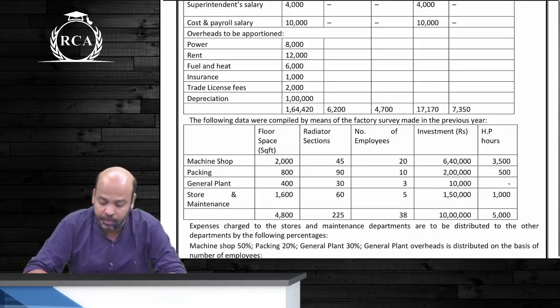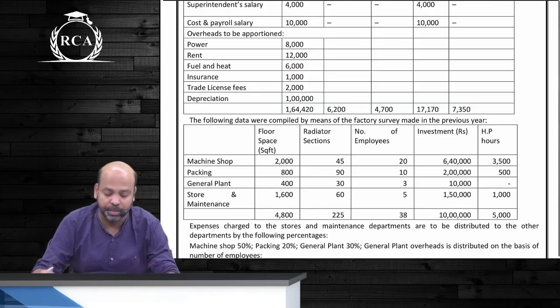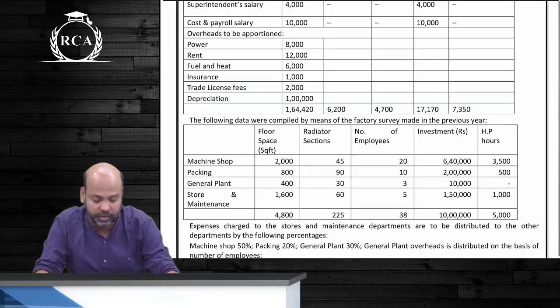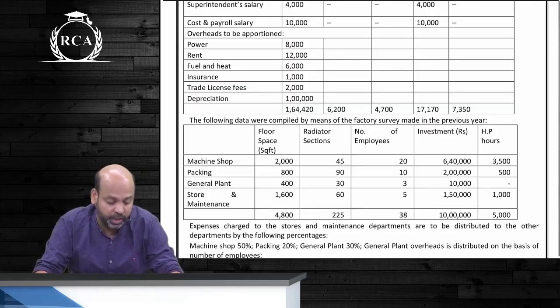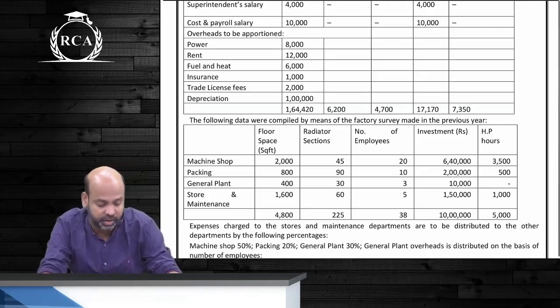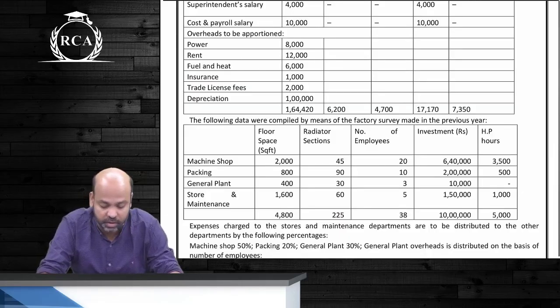Now talking about power cost, guys, once look below at what data is given. The following data were compiled by means of factory survey made in the previous year. They've given us floor space, radiator sections, number of employees, investments and horsepower hours. All 4 details of the machine shop. Okay, go up now.